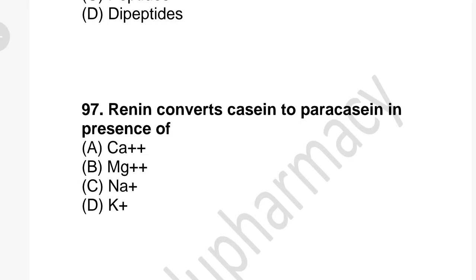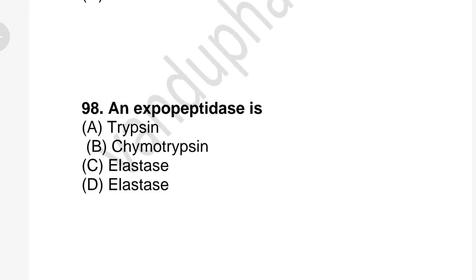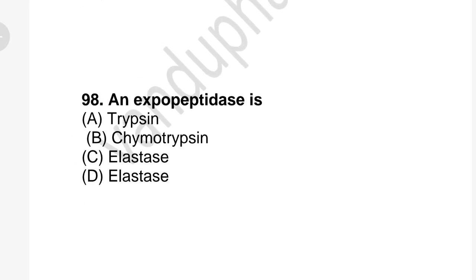Rennin converts caseinogen to paracasein in presence of option A calcium, option B magnesium, option C sodium, option D potassium. Right answer is option A, calcium. An exopeptidase is option A trypsin, option B chymotrypsin, option C elastase, option D carboxypeptidase. Right answer is option D.